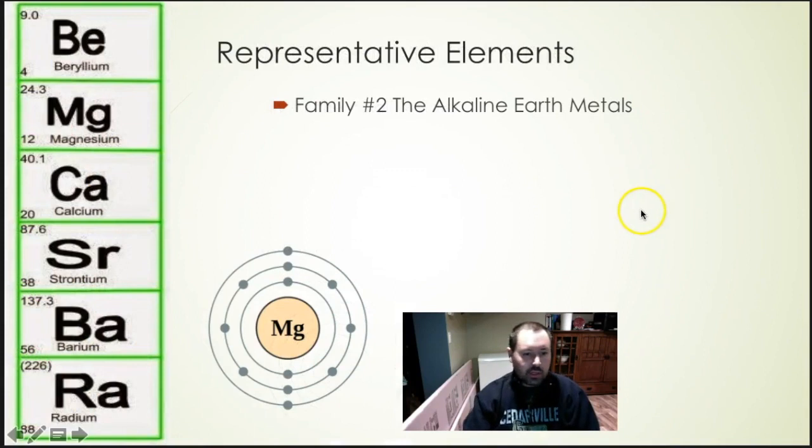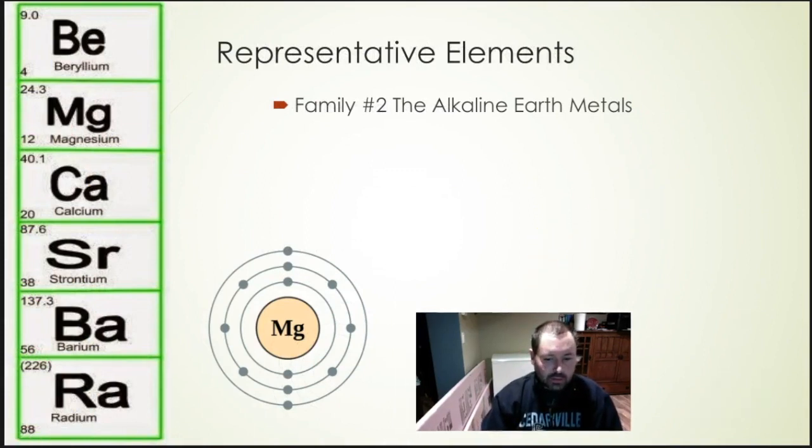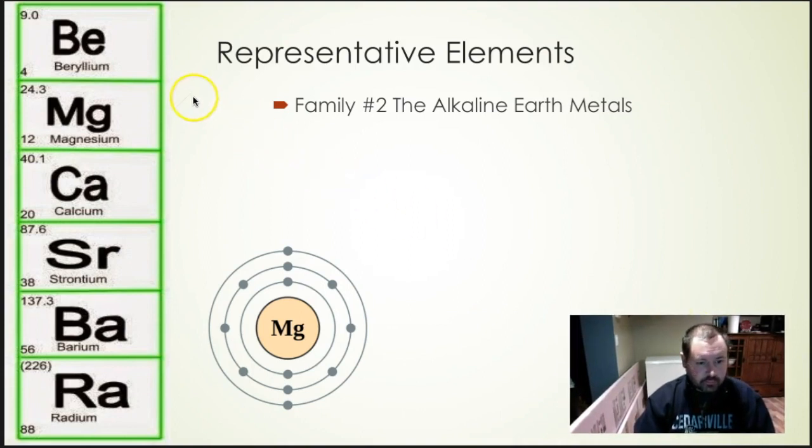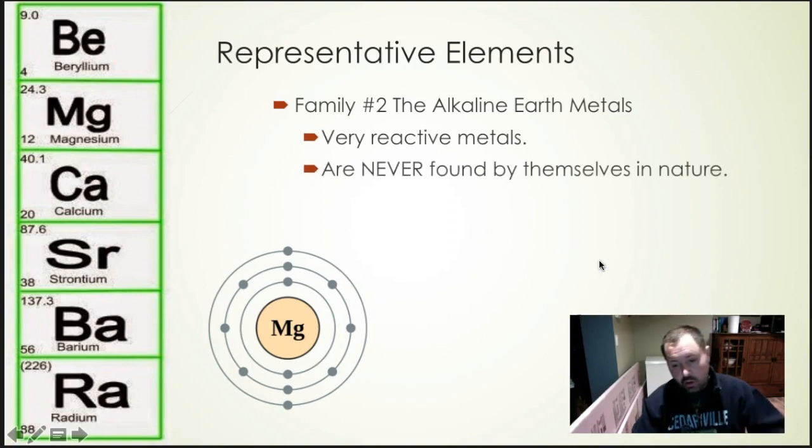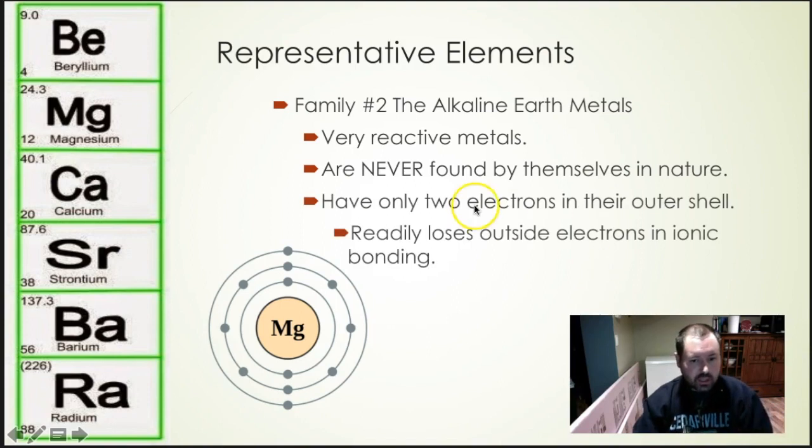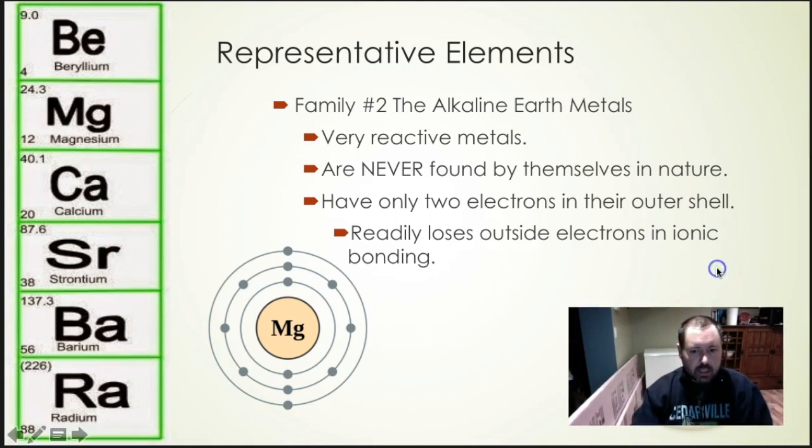Let's move on to family number 2. Family number 2 is called the alkaline earth metals. That's the name of the family. Notice all of them are going to have 2 valence electrons. They're never by themselves in nature. They're very reactive metals, and they readily lose outside electrons in ionic bonding. So they give up their electrons in ionic bonding. Let's keep going.